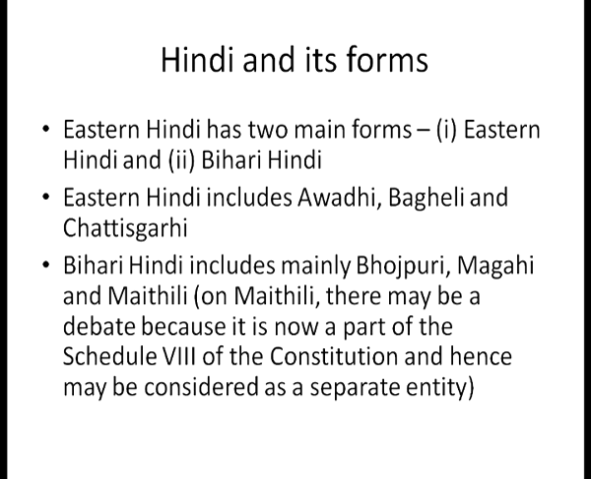Let us take them one by one and understand what all falls in, first of all, Eastern Hindi. Now, Eastern Hindi has two main forms, two main varieties, two main dialectal variations. One is Eastern Hindi in general, and the other is Bihari Hindi. Both of them come within the broad category of Eastern Hindi. Eastern Hindi includes Avadhi, Bagheli and Chhattisgarhi. Now, Bihari Hindi includes mainly Bhojpuri, Maghi and Maithili.